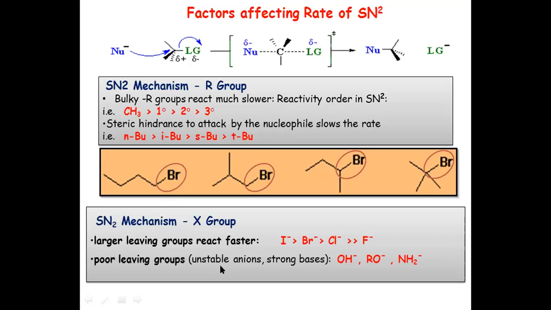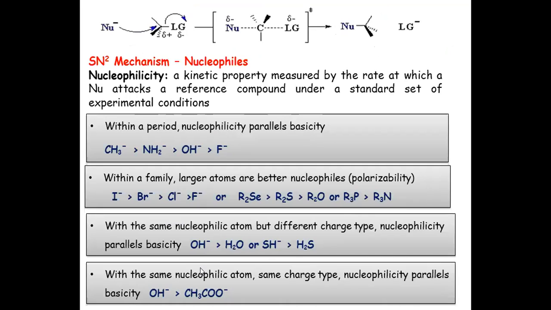The rate of reaction will be slow for SN2. If I take hydroxyl, OR, and NH2, you'll find that these are the poor leaving groups and their rate of reaction will be slower for SN2 type of reaction. Then another factor comes, that is nucleophile. Nucleophile also takes part in rate determining step. So we know that in SN1, nucleophile does not much affect the rate of reaction, but SN2 rate of reaction is affected with the nucleophile.